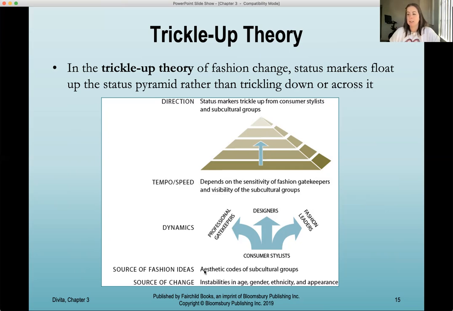The source of the fashion ideas come from the aesthetic codes of the subculture group. So it's not coming from the designers, it's coming from the subculture group, cultural groups that have their own aesthetics within their own groups. The source of change are instabilities in age, gender, ethnicity, and appearance. So if someone that is wearing something here and they're young and fresh, and someone in this level here is older and can't accept that because of the age difference, then it's going to have a problem in the change.